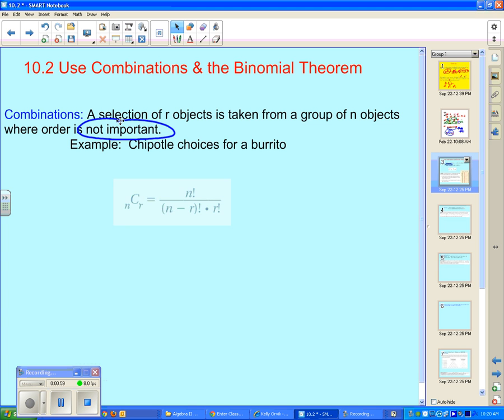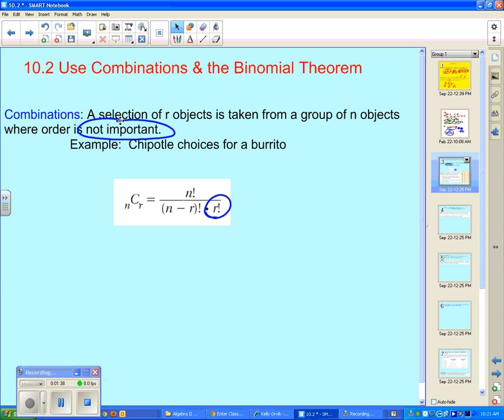Now, what's the difference in this formula for combinations versus the formula for permutations from yesterday? This extra r factorial on the bottom, right? It was not there for the formula for permutations. Now, most of the time you're going to be using your calculator, punching this in and coming up with an answer. But it's important that you know what your calculator's doing, why it's getting a different answer than it was with the permutation. So it's going to take that extra r factorial on the bottom.